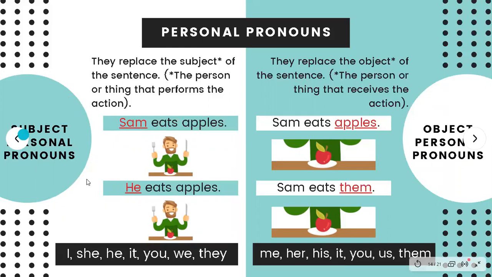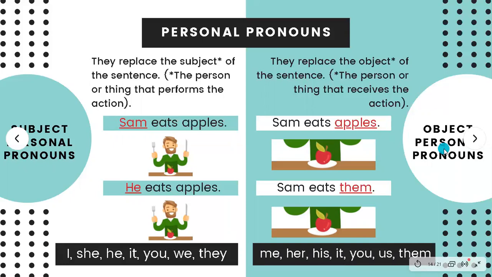We're going to start with the subject personal pronoun. Comenzamos con este y dice, they replace the subject, y que es el sujeto, la persona o cosa que realiza la acción dentro de la oración. Entonces reemplazan al sujeto de la oración. For example, we have Sam eats apples. Y en vez de decir nuevamente Sam eats apples, podemos decir He eats apples, right? Reemplazamos el sujeto. Tenemos solo estos pronombres personales que son I, she, he, it, you, we, they. Pronombres personales de sujeto, ¿no es cierto? Son solamente los que están aquí.